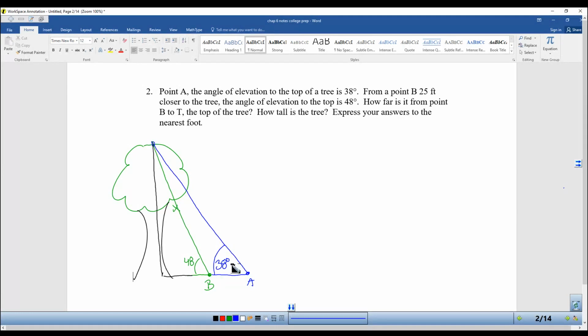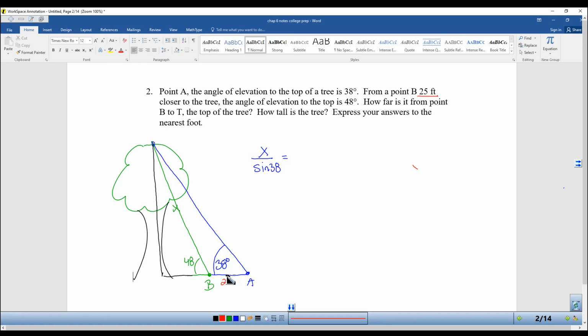So when I look at that, I see that 38 is going to be with my X. So let's say X is to sine of 38. And then the question is, is there any other point that I know? Well, I didn't fill it in the picture yet, but it says that point B is 25 feet away.